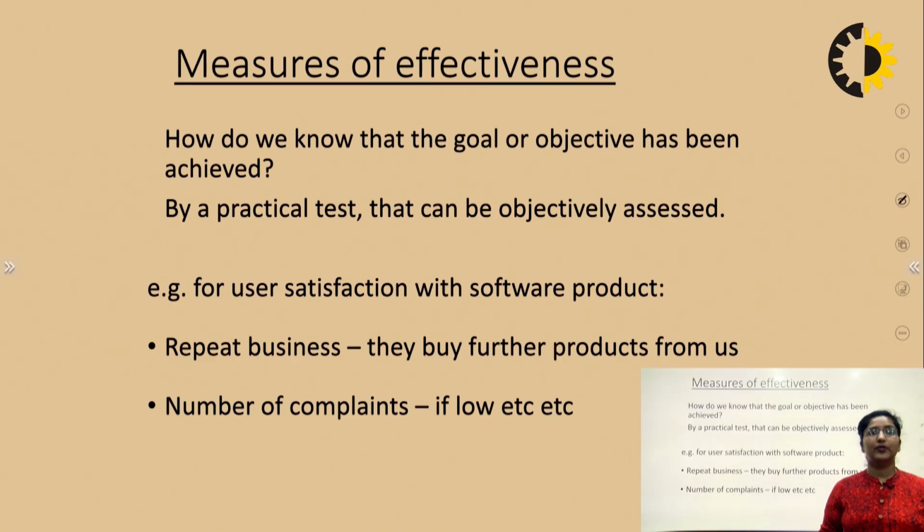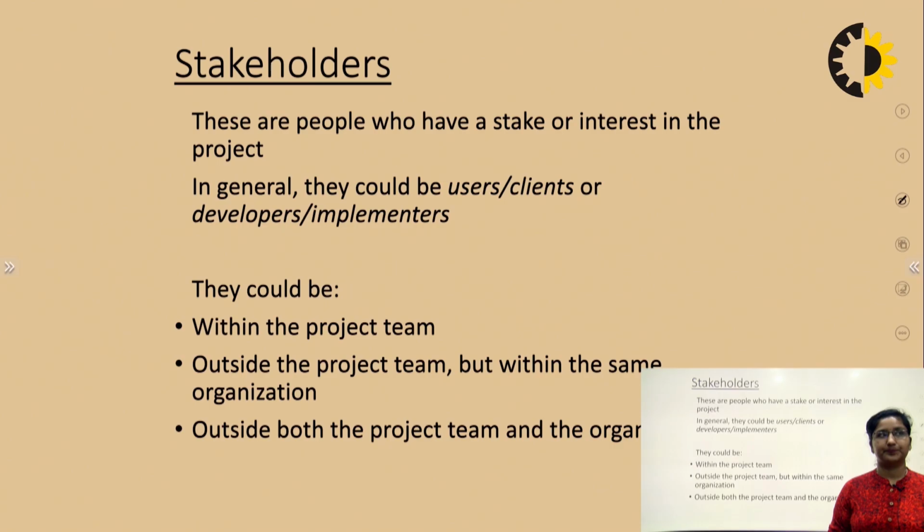Now, how are we going to measure the effectiveness? How do we know that the goal or the objective has been achieved? We can have a practical test for it, like if we are having repetitive business from the same customer, they buy the same product from us again and again. They are giving us different types of orders again and again. That means we were able to achieve that objective. If the number of complaints is also low, then we can also say that we had achieved that particular objective.